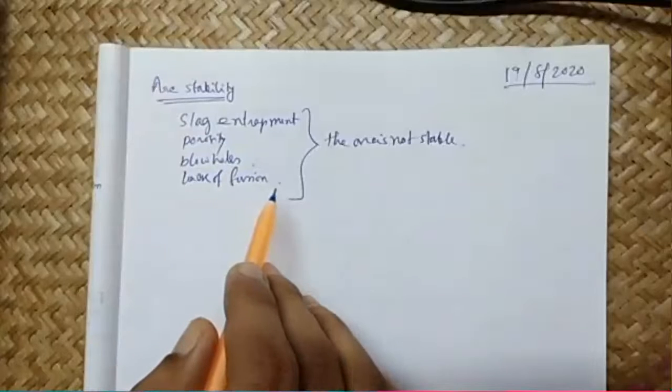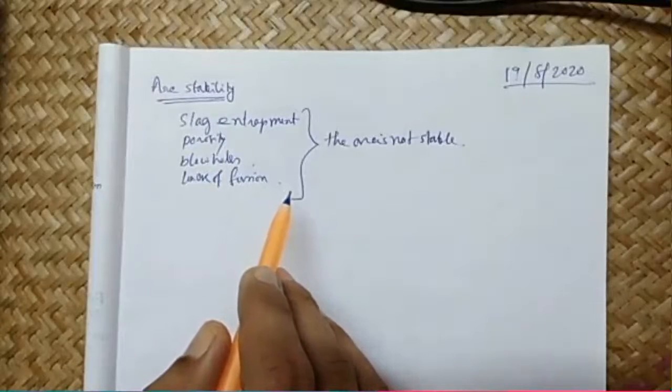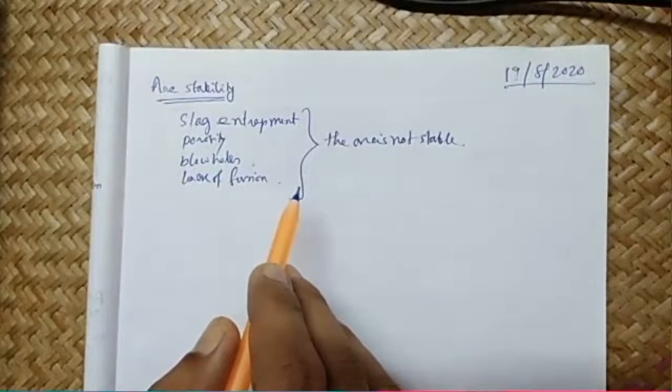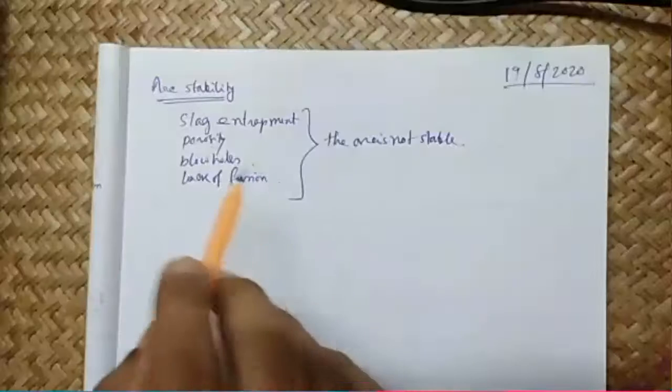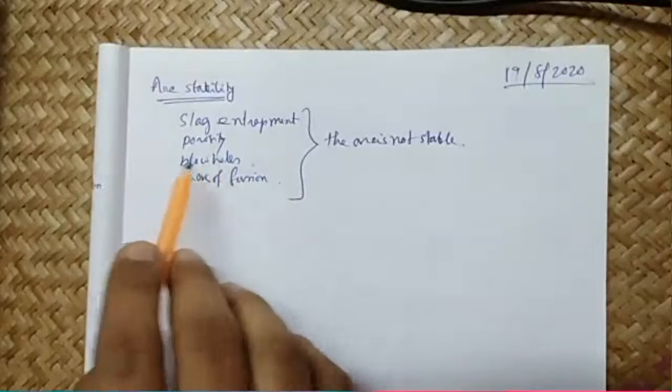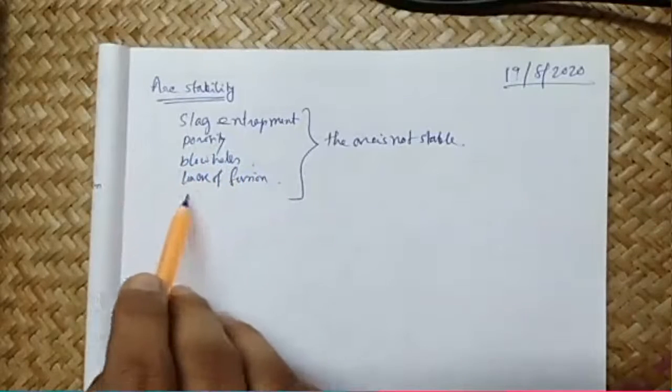So slag entrapment, porosity, blowholes, sir, lack of fusion. Yes, who is it? Can you say it once more? It is coming very blurry, that's why I'm asking. Okay. Porosity, blowholes. Slag entrapment, porosity, blowholes, lack of fusion.